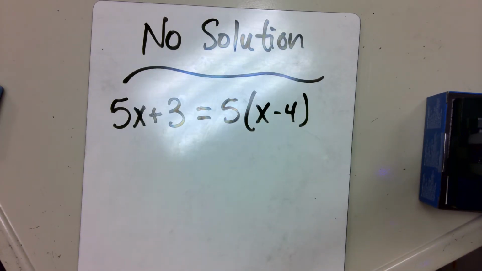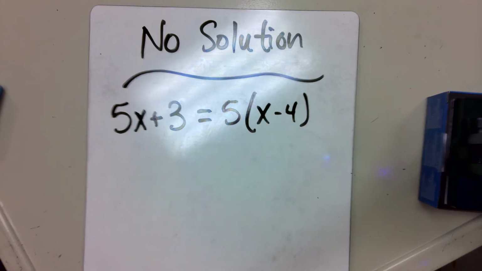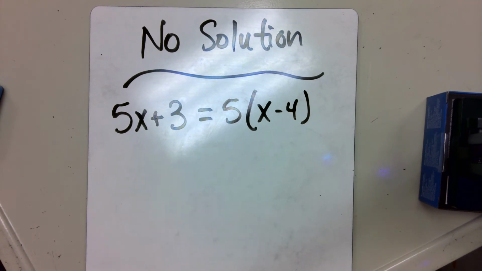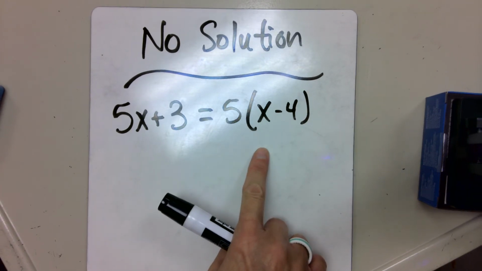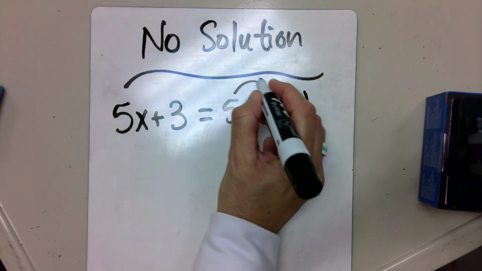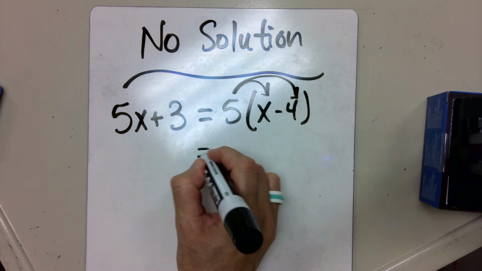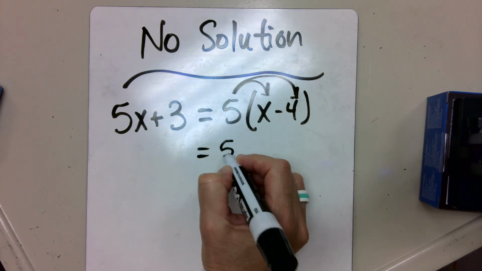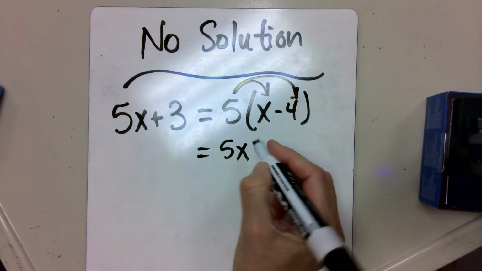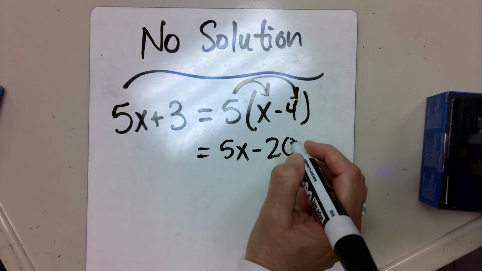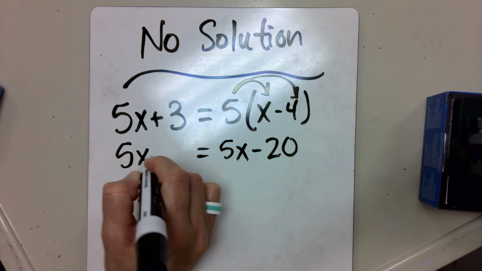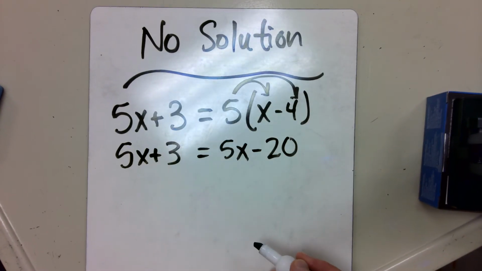Okay, now this next one is going to result in a no solution. So let's go through those steps again. The first step is to see if there's any distributive property, which I see right on this side that there is. So we're going to do that first. So we need to distribute the 5 to everything inside the parentheses. 5 times x is 5x. 5 times negative 4 is negative 20. We didn't do anything to the right side of the equation, so we just rewrite it.